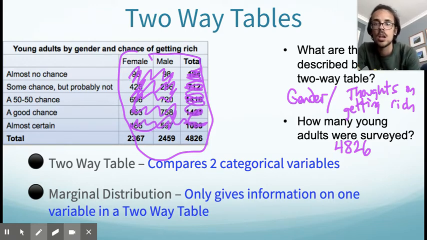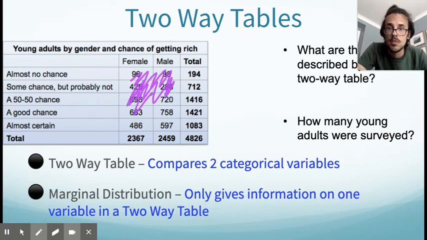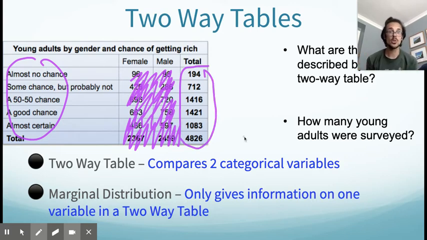Okay? Conversely, I could go the other direction. If I asked for the marginal distribution of thoughts on getting rich, well, then I still wouldn't have access to these numbers right here because these tell me info about male and female. So this would still be dead to me. I would not know the totals for that. All I would have going on for this is my categories over there, and my totals over here. So when you look at a marginal distribution, they're only mildly helpful.